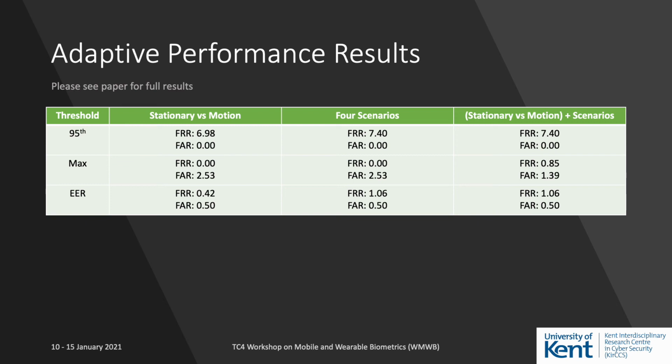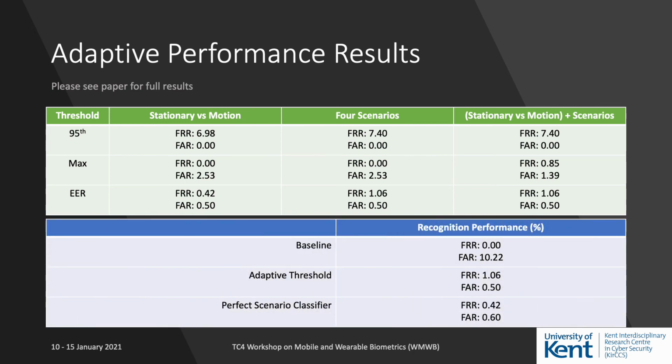We also experimented with the different threshold values, the 95th percentile, the maximum, and the equal error rate to see the impact. As you can see, we achieved our best results when using our stationary and motion classifier with the equal error rate threshold, and our worst results when using the 95th percentile. However, in all cases, our approach succeeded at reducing the false accept rate.